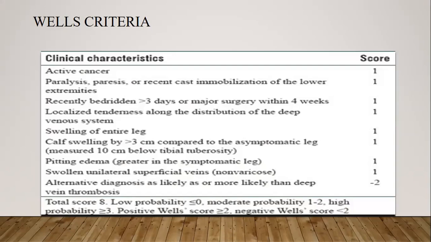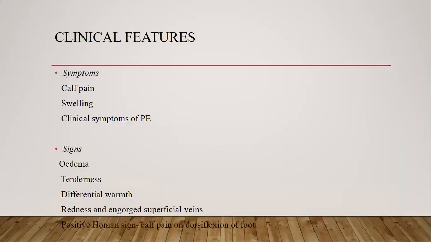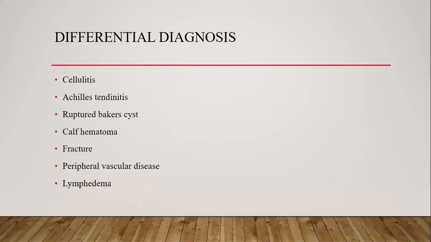Sometimes if you say someone has a positive Wells score, then it means when you looked at all this, the patient got 2 or more. If you say someone has a negative Wells score, it means when you looked at it, the patient had less than 2. Okay. So we are looking at PE, so we won't really go into DVT. But then you remember we talked about calf pain and all that. Then we've also talked about differentials of DVT.